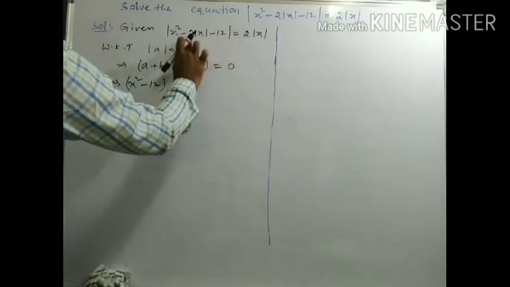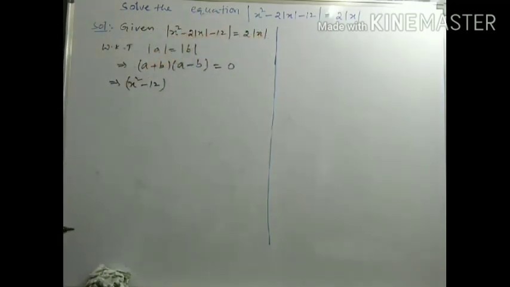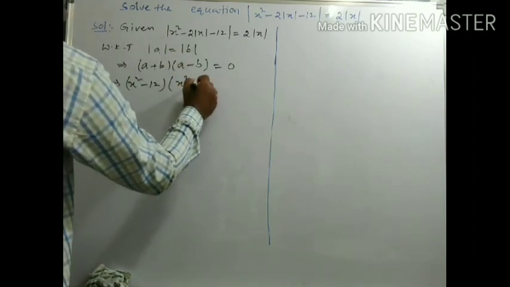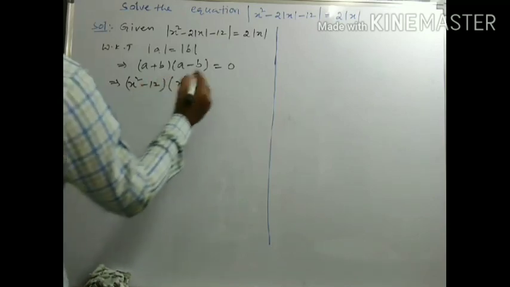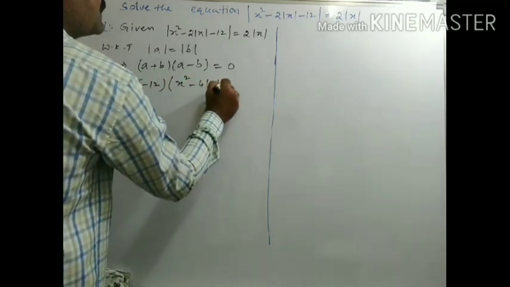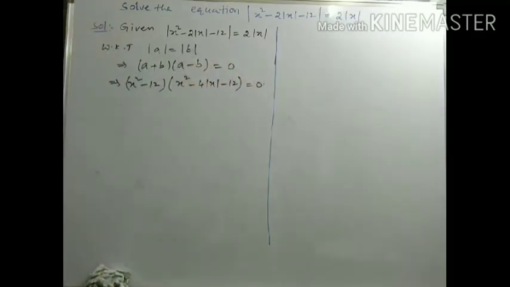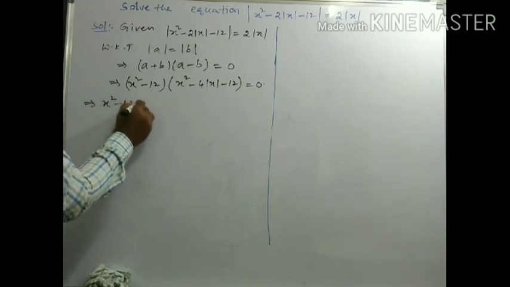After adding these two, the minus term and plus term, the 2x and 2 mod x cancel. And what about a minus b? It is x square minus 2 into modulus of x, and 2 into modulus of x. Finally, 4 into modulus of x minus 12 equals 0. Right? So this is what a plus b into a minus b equals 0.